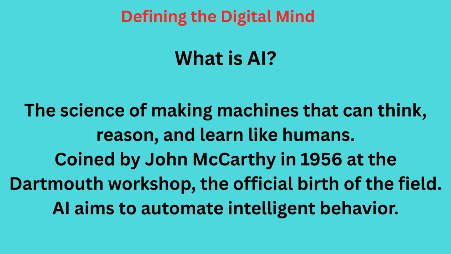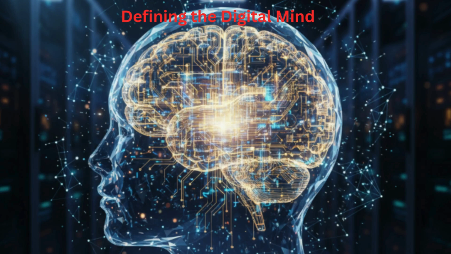What is artificial intelligence? It's the science of making machines that can think, reason, and learn like humans. Coined by John McCarthy in 1956 at the Dartmouth workshop, the official birth of the field, AI aims to automate intelligent behavior.